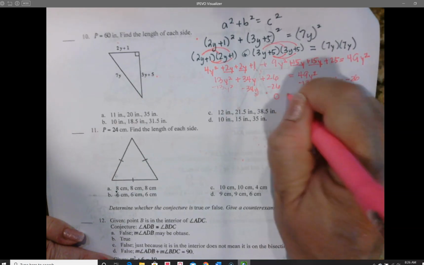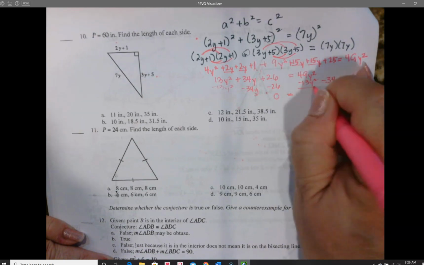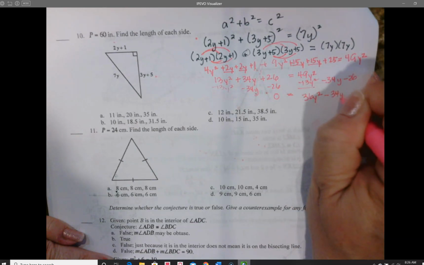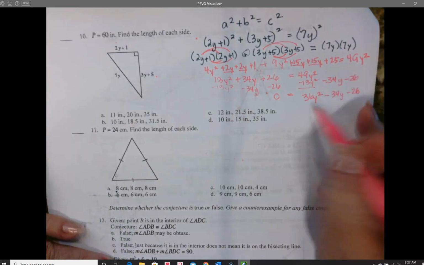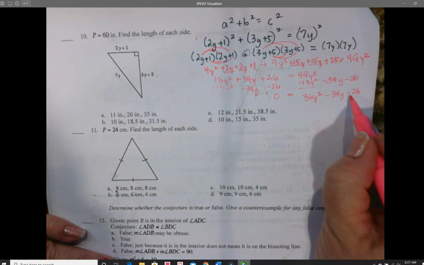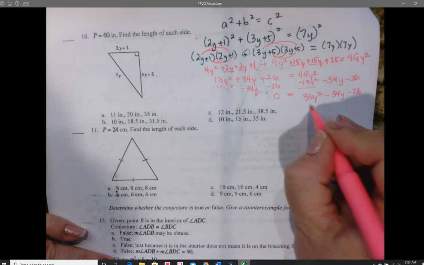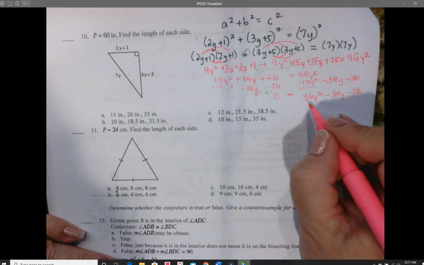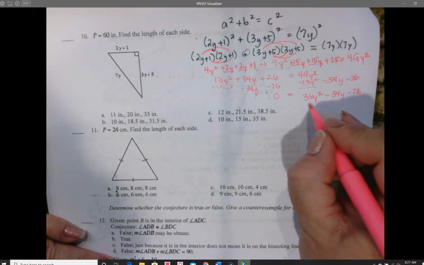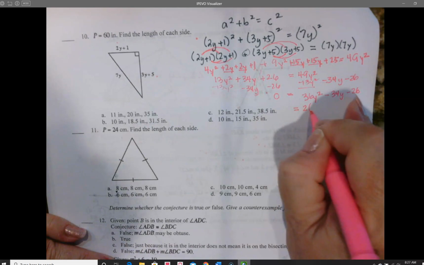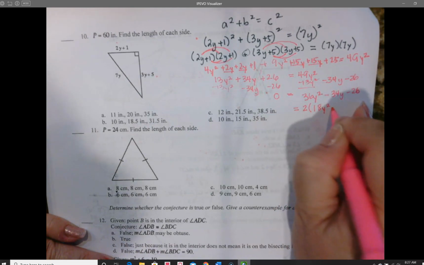And now I've got 0 equals, let's see, 9 minus 3 is 6, 4 minus 36y squared minus 34y minus 26. And I'm going to factor this, I want to pull out a GCF. This is a really advanced problem. So when we're all done, we'll see if there's a simpler way to solve it. So I'm going to say 2 goes into everything. So I'm going to pull out a 2.